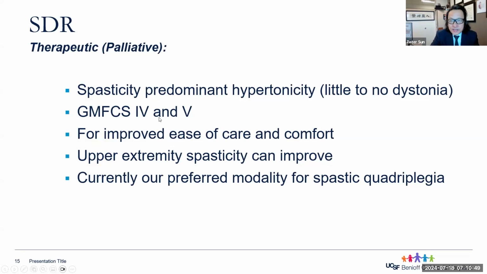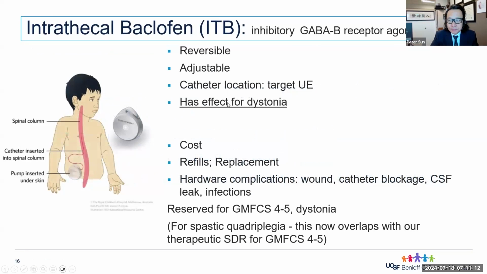So also we do SDR for therapeutic or palliative effect, and these are patients that are more affected, GMFCS 4 and 5, for improved ease of care and comfort. For these patients, the upper extremity can improve as well, and we'll show that. We want the spasticity to be predominant and little to no dystonia, because that can become amassed.